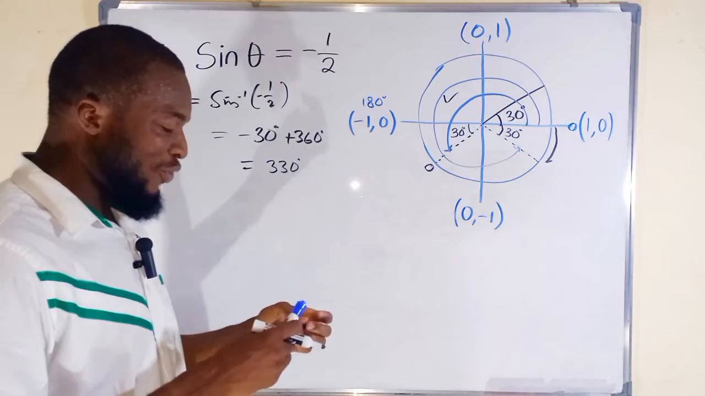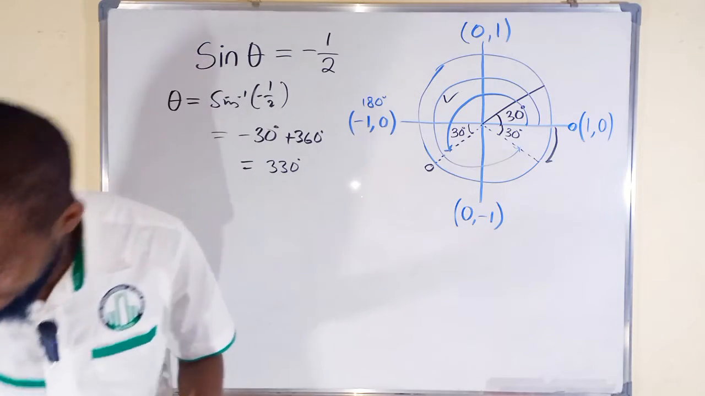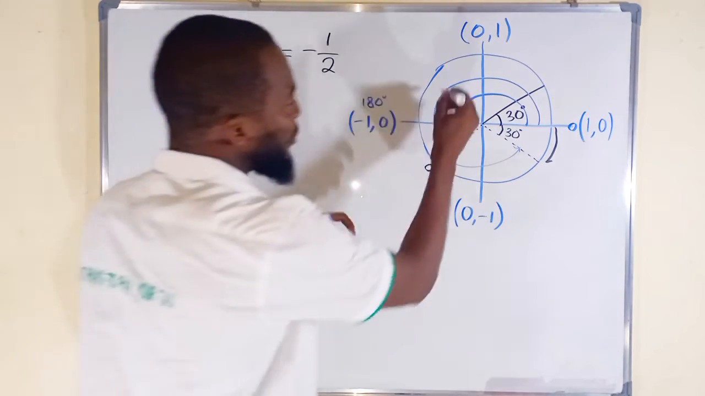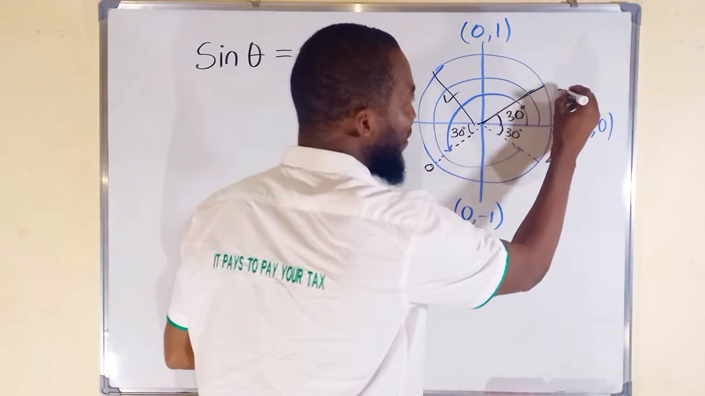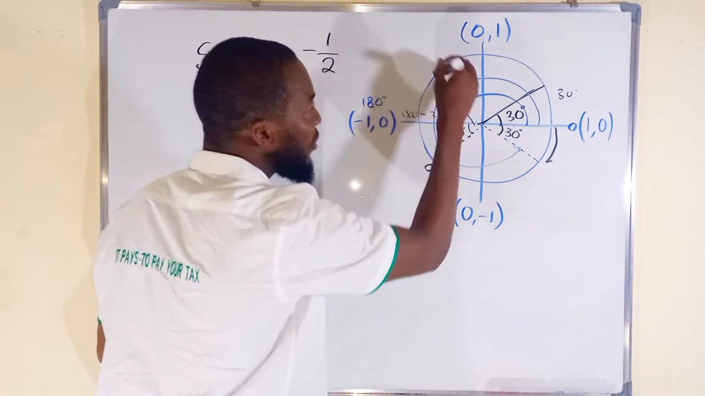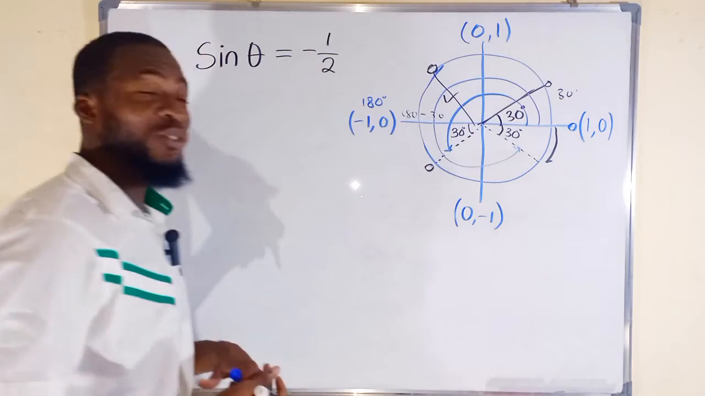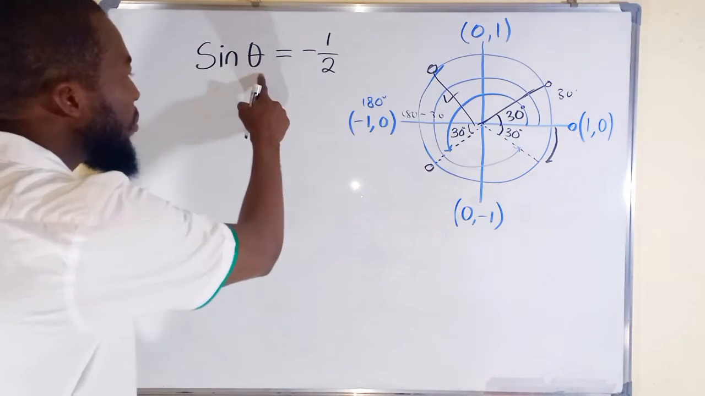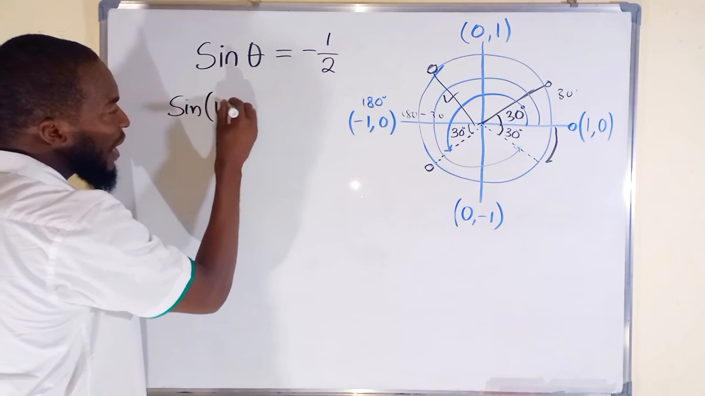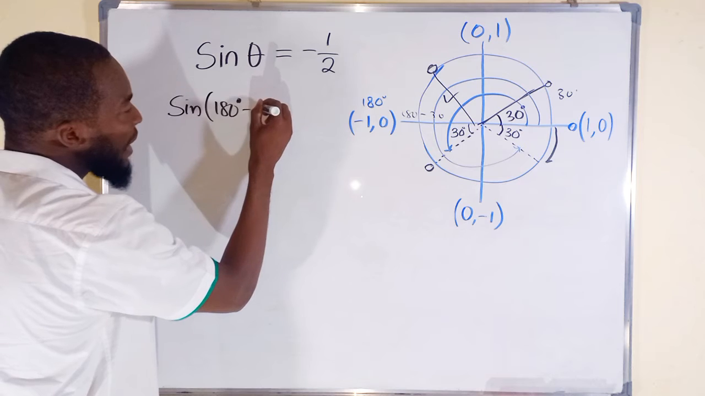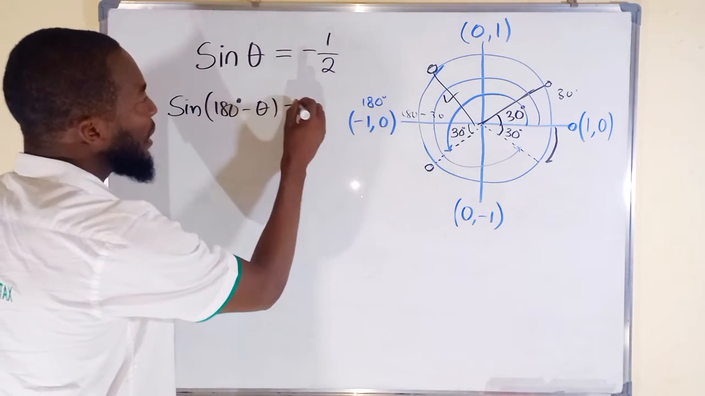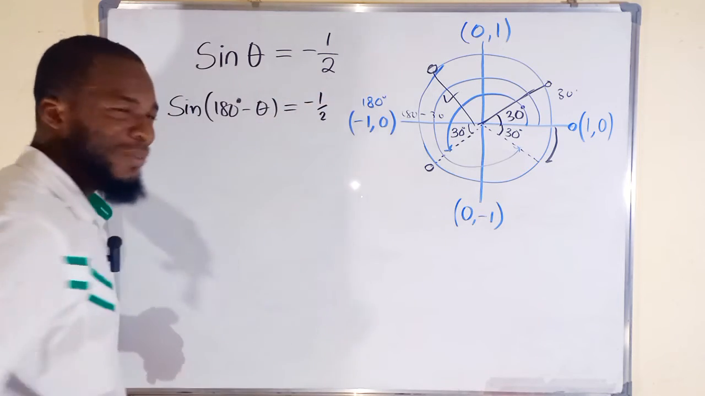But this is just one solution. If you want to obtain the two solutions, let me show you how you can do that. Remember what I told you about these two solutions. If this is 30 degrees, this will be 180 minus 30 degrees for you to get this other solution, which is 150. So from the starting point, you can see that sine of 180 degrees minus the angle, because you have to subtract the angle from 180, it will still be negative 1/2.